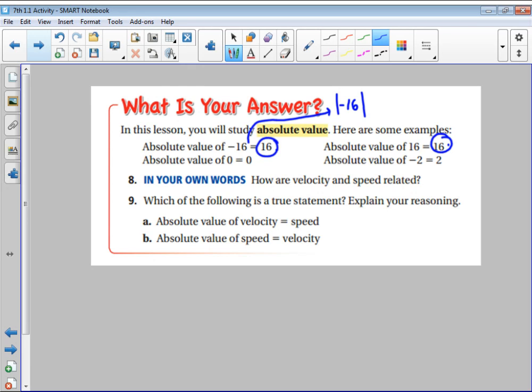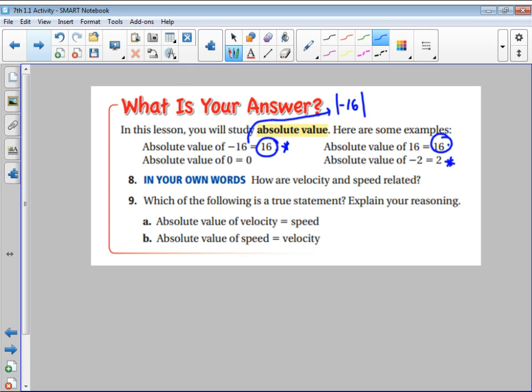Absolute value of 0 is 0. It didn't go anywhere. And the absolute value of -2 is 2. So it doesn't always mean the opposite. I know in these two situations, we ended up with an opposite answer, but absolute value is not opposite. It's how far it is from 0, or to refer back to the activity that we just did, it was the speed that it was, okay?